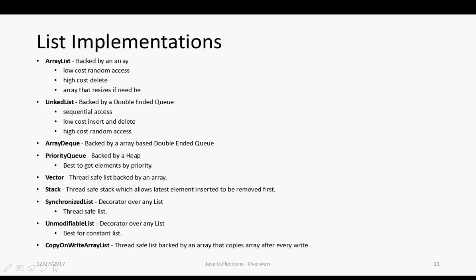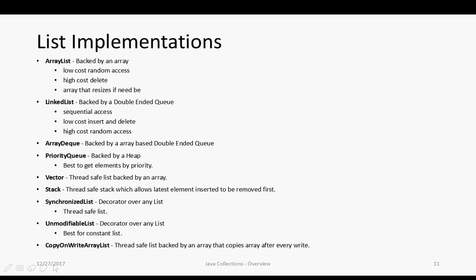A linked list is basically backed by a double-ended queue. It allows you sequential access, low cost insert and delete because you have different pointers at the extreme ends, but high cost random access because you will have to traverse node by node and count, so that you know I want the fifth element or sixth element at random. ArrayDeque is similar to linked list but backed by an array. Priority queue basically is a heap where Comparable or a Comparator is going to be used in order to decide whether I want a min heap or a max heap.